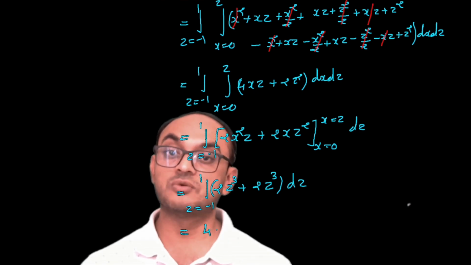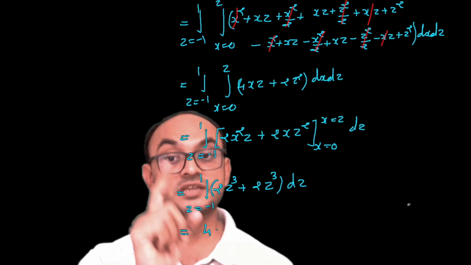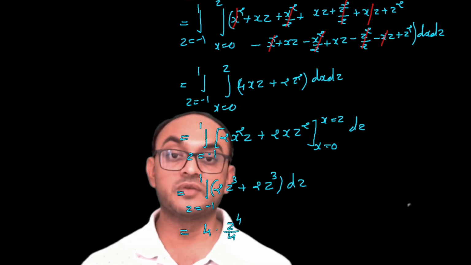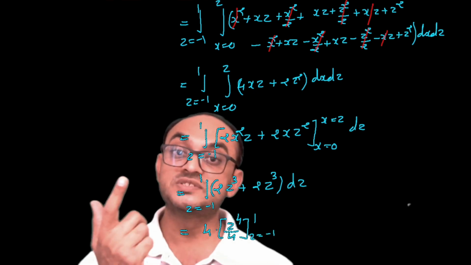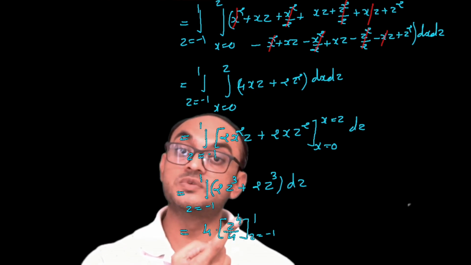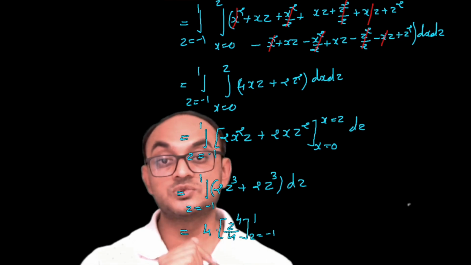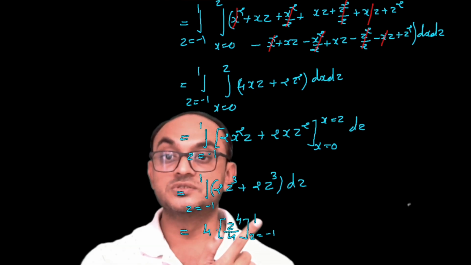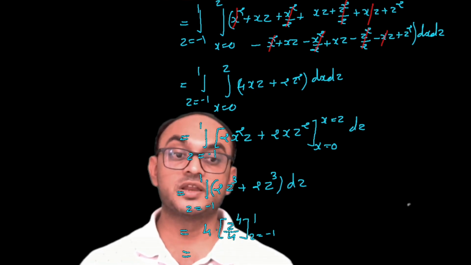4 is a constant outside. z cube has integration with respect to z, z raised to 4 by 4, with the values z equal to minus 1 and z equal to 1. Now when we substitute z equal to 1, this is 1 by 4. When we substitute minus 1 raised to 4, it is again plus 1. In between we have the minus sign for the lower limit. So this quantity becomes 0, and therefore the final answer is 4 into 0, which is 0.